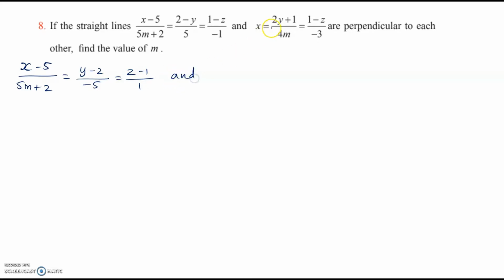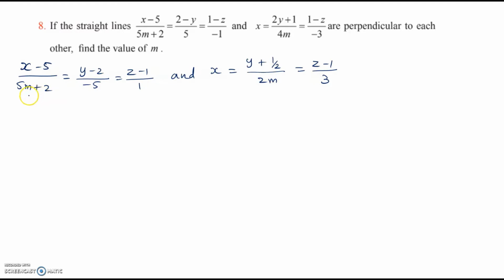And your second equation is x. So we keep it as x. This should be divided, both numerator and denominator, by 2. You will get y plus 1 by 2 divided by 2m is equal to, again multiplying the numerator and denominator by minus, you get z minus 1 divided by 3.